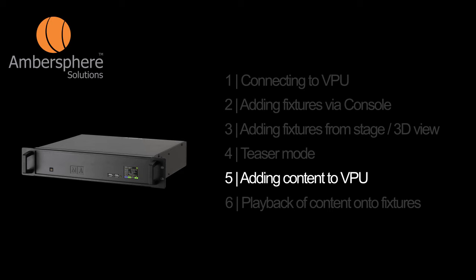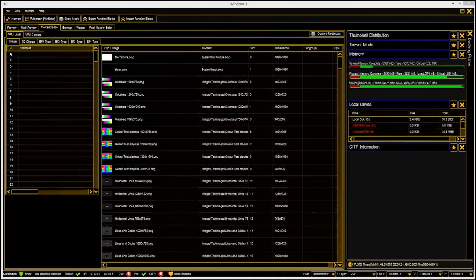In this tutorial, we will show you how to add content to your VPU. To get content into VPU, we need to look at two tabs. The first is Content Editor, and the second, which we'll look at in a moment, is our Browser tab. In the Content Editor, you can see that down the left-hand side, we have 255 slots for folders of content. In the middle, you can see the thumbnail, the name, the location, the slot, and the size of the content.